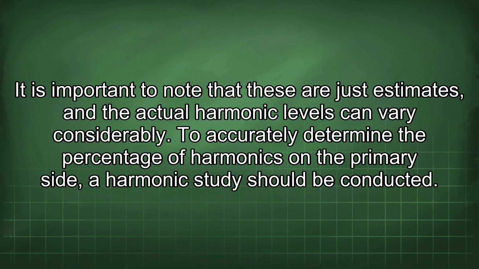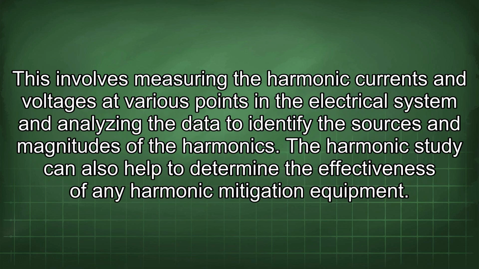To accurately determine the percentage of harmonics on the primary side, a harmonic study should be conducted. This involves measuring the harmonic currents and voltages at various points in the electrical system and analyzing the data to identify the sources and magnitudes of the harmonics. The harmonic study can also help to determine the effectiveness of any harmonic mitigation equipment.